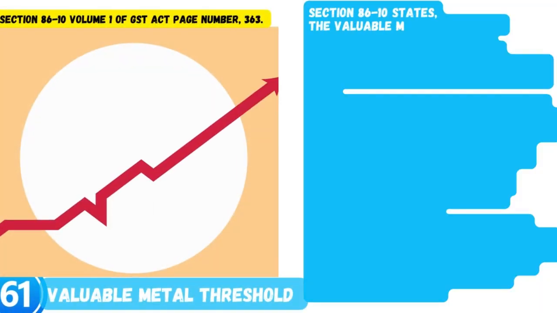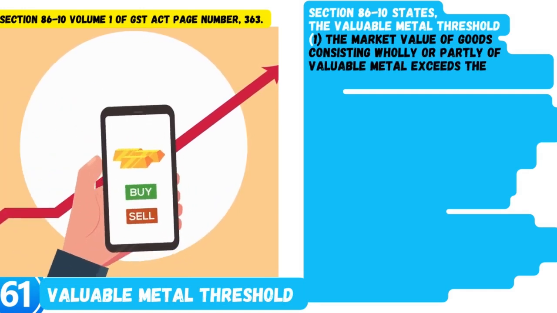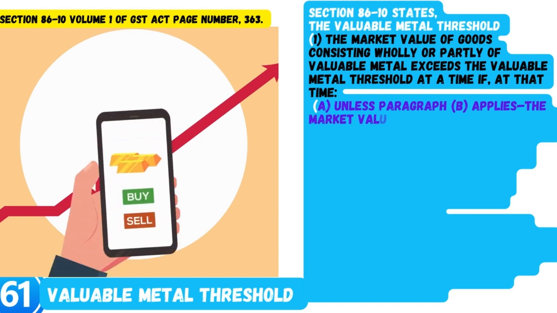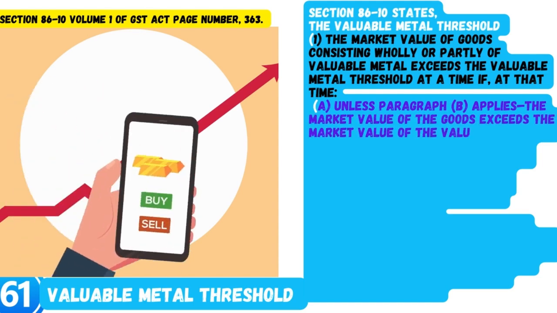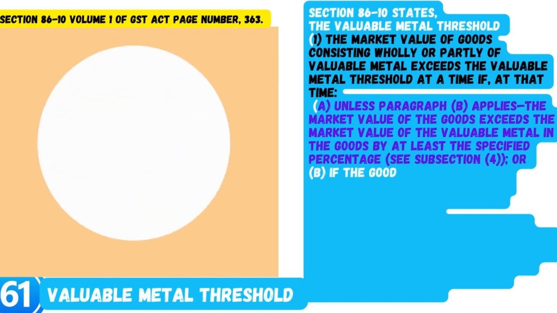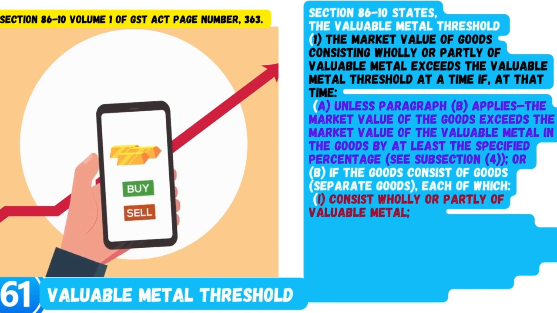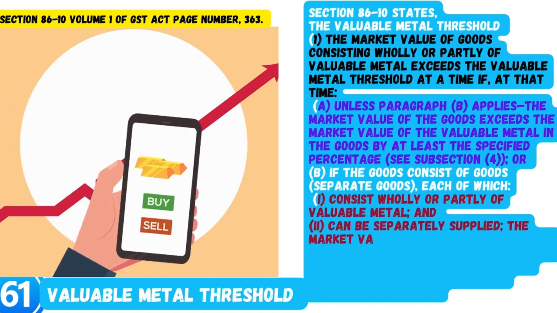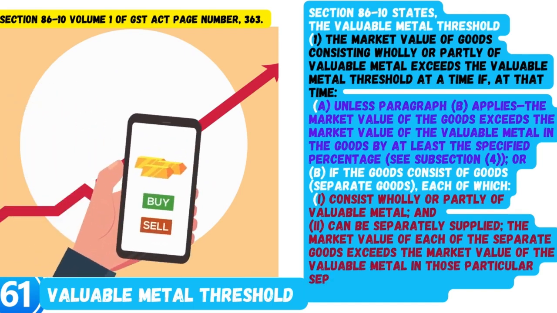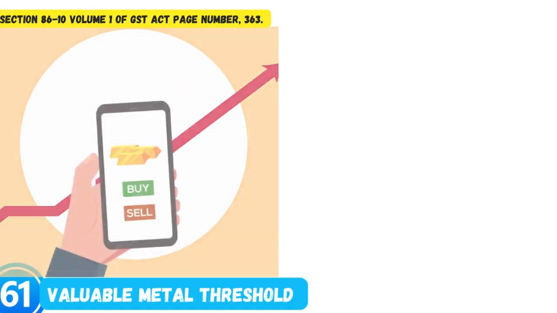363. Section 86-10 states, the valuable metal threshold. 1. The market value of goods consisting wholly or partly of valuable metal exceeds the valuable metal threshold at a time if, at that time, A. Unless paragraph B applies, the market value of the goods exceeds the market value of the valuable metal in the goods by at least the specified percentage, see subsection 4, or B.